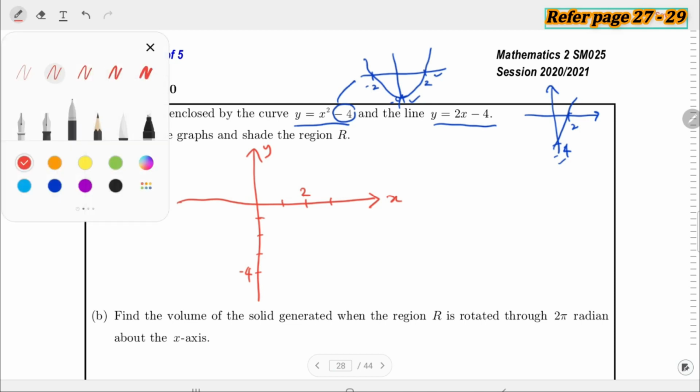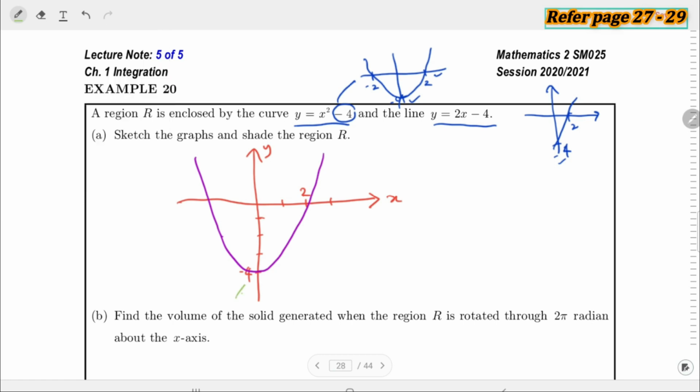So the first graph, the quadratic, we're going to use purple, and the other function, the linear, I choose the green one, -4, 2. So the region is quite small. That is the region between these two curves, and I have already shaded the region. If you can make it bigger, then make it bigger, because we are focusing on this part only. We have done sketching the graph.